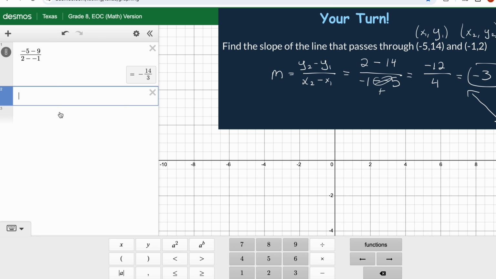So now let's try this second one. So -5,14 and -1,2, I'll make my fraction. So 2 minus 14 over -1 minus -5. And we see it simplifies to -3, just like we got in our notes.